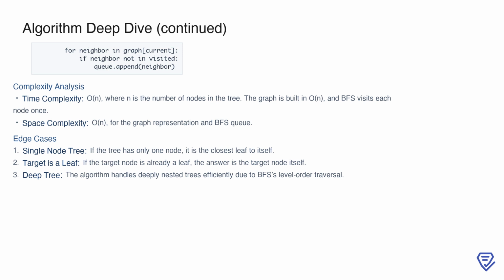Finally, let's consider some important edge cases. If the tree has only one node, that node is the closest leaf to itself. If the target node is already a leaf, the algorithm will return it immediately without further traversal. For deeply nested trees, the BFS approach ensures efficiency by exploring level by level rather than diving into one branch. These considerations make the algorithm robust and well-suited to handle various tree structures.